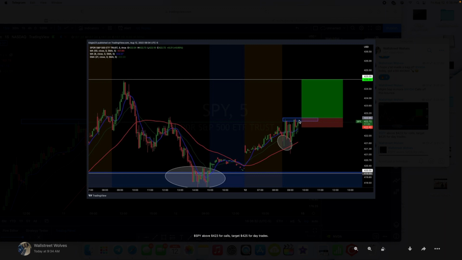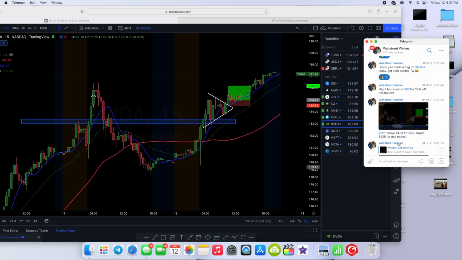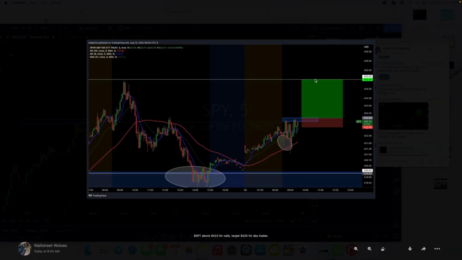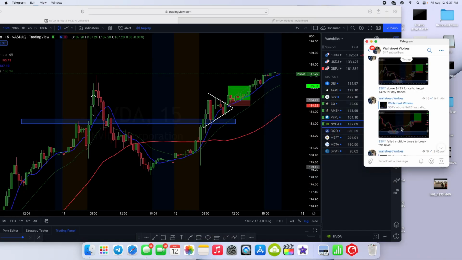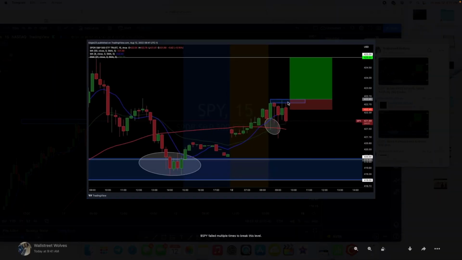Because you can see this is a very strong resistance. It tested right here. If you go back here, it tested multiple times right here, and even over here it held that support, and then it broke right here. So you can see this is a strong level of resistance. That's why we wanted to enter on a breakout and target $425 for day trading, which was up here, this line right here. Scroll down, SPY failed multiple times to break. Yeah, it was rejecting.